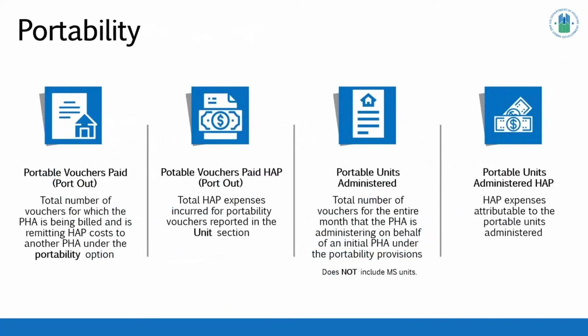Portability, when we report port vouchers paid out, these are the port outs. This is the PHA that's making that HAP payment to that receiving PHA. These are the units leased as of the first of the month and the associated HAP with those units. Portable units administered, this is the receiving PHA. We're going to report the number of units that the PHA is administering and the associated HAP of those units. So you'll see here, there's two categories, the port outs and the port ins, that have to be reported correctly.